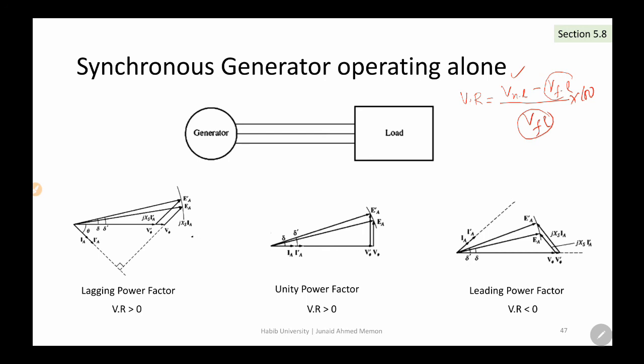But for the leading power factor, you have voltage regulation of less than 0, because when you increase the full load for the capacitive load, the leading load, it will increase the terminal voltage. So that's basically your summary of the synchronous generator when we increase the load current.